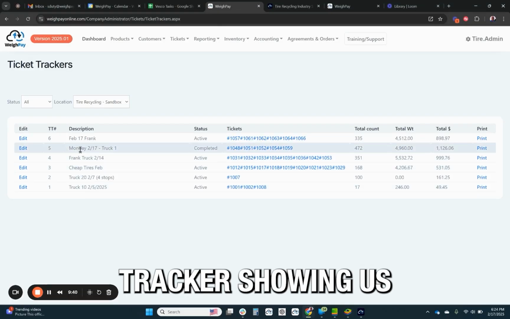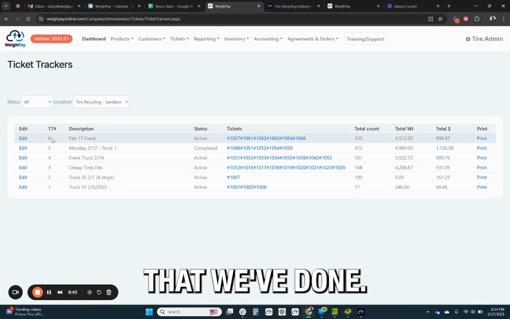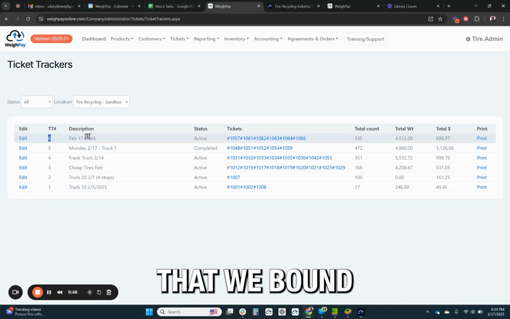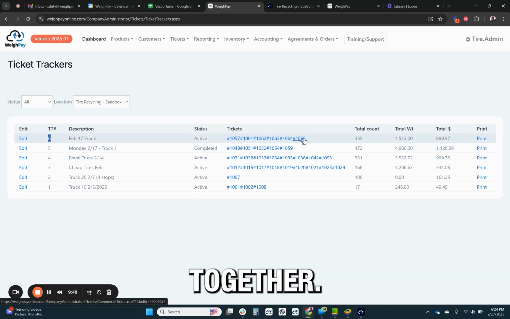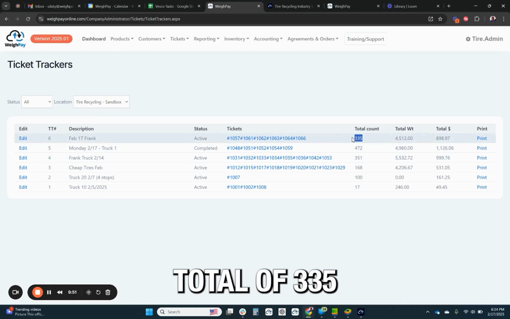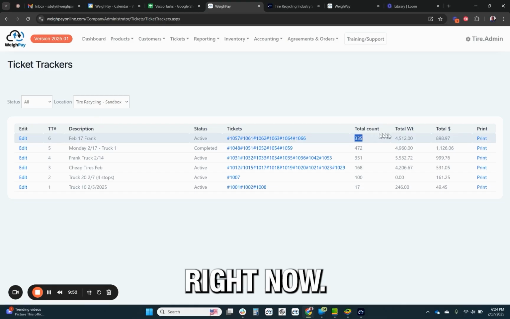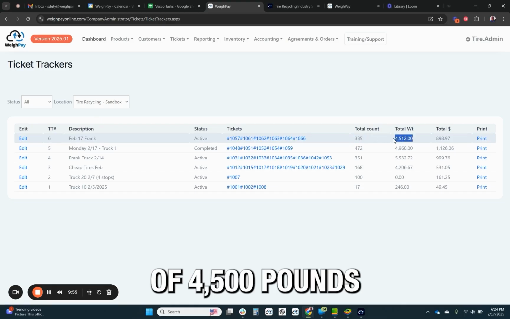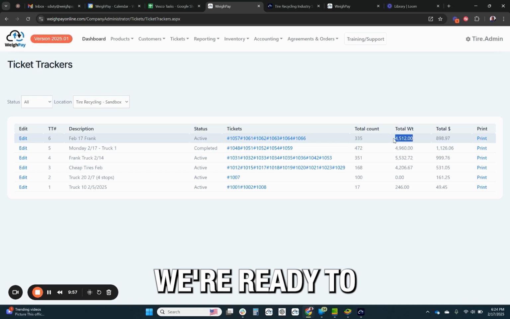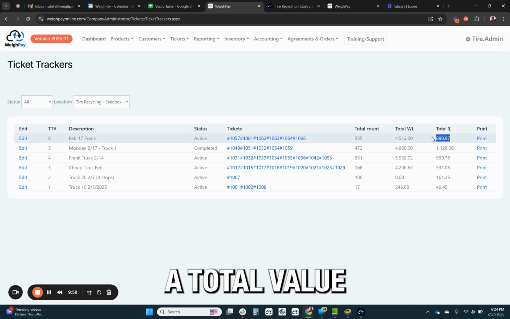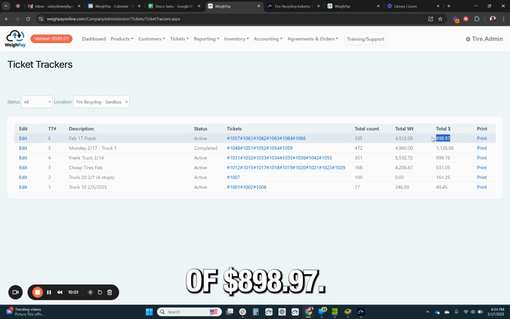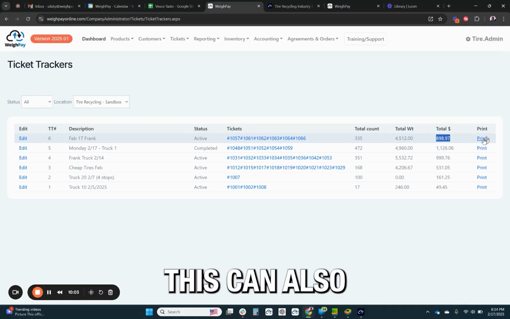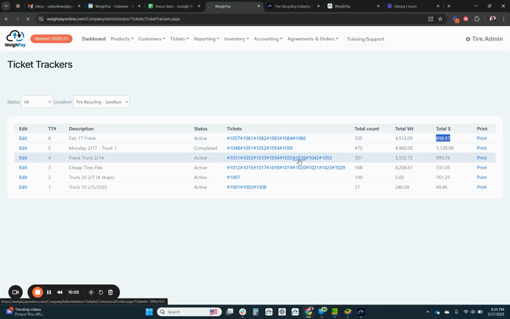Now the ticket tracker is showing us the latest one that we've done, and you can see here that ticket tracker number 6 is the number that we bound all of these tickets together. We have a total of 335 tires in my truck right now. We have a total of 4,500 pounds coming into the facility. We're ready to weigh them up. And we have a total value of $898.97. This can also be printed as a report.